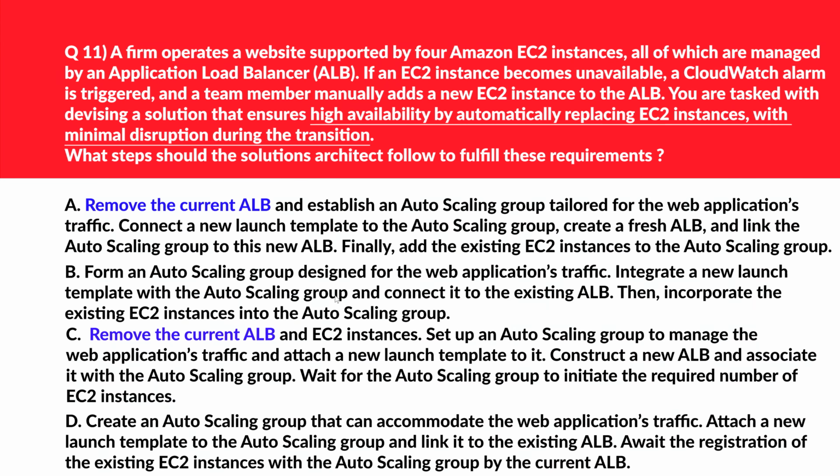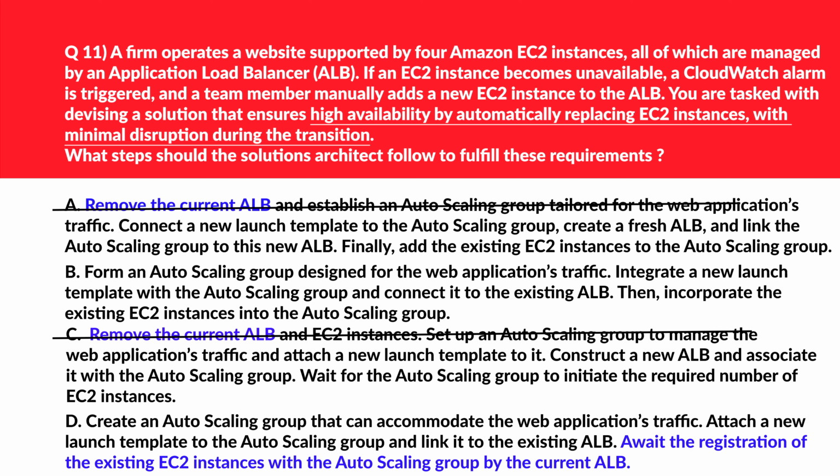Alright, let's look at this question. Seems interesting. We'll first look at options A and C because both start with the same words. Option A says remove the current application load balancer, and C also says remove the current application load balancer. We are not reading the entire options because that is what we need to eliminate. Deleting the existing application load balancer is unnecessary and it will increase the downtime. It is not the desirable solution because, as per the question, we need to minimize the disruption. So these are incorrect choices.